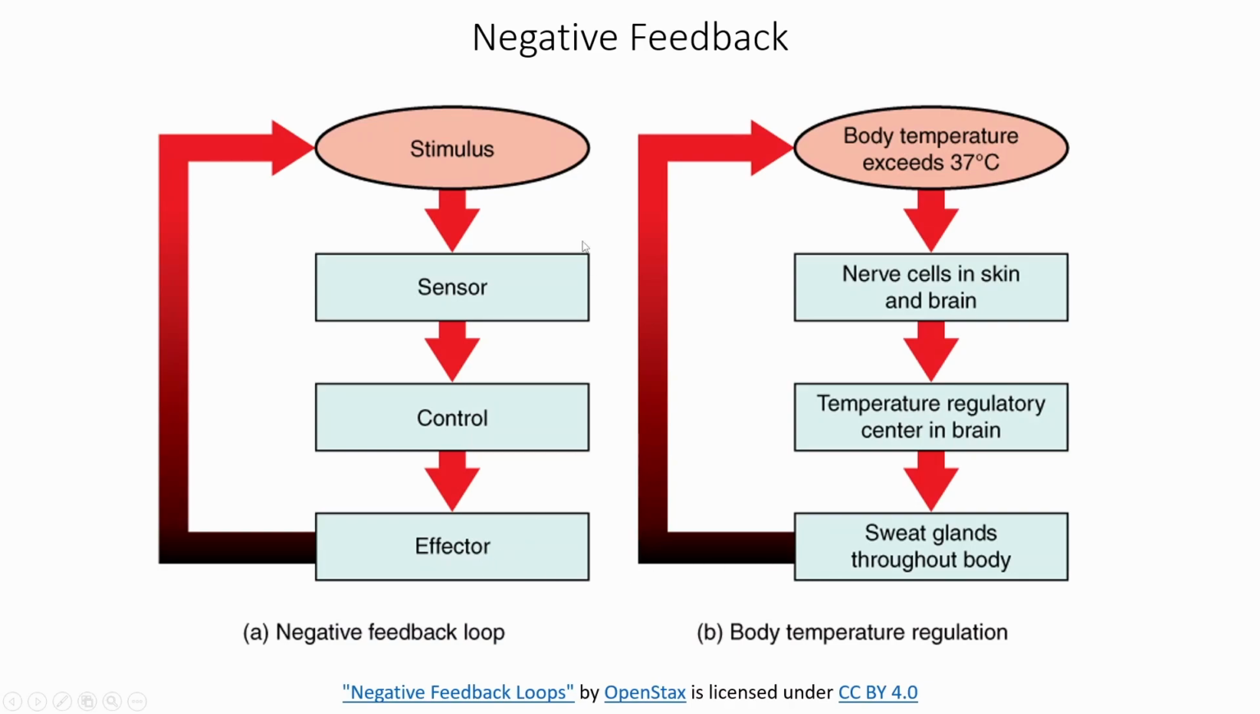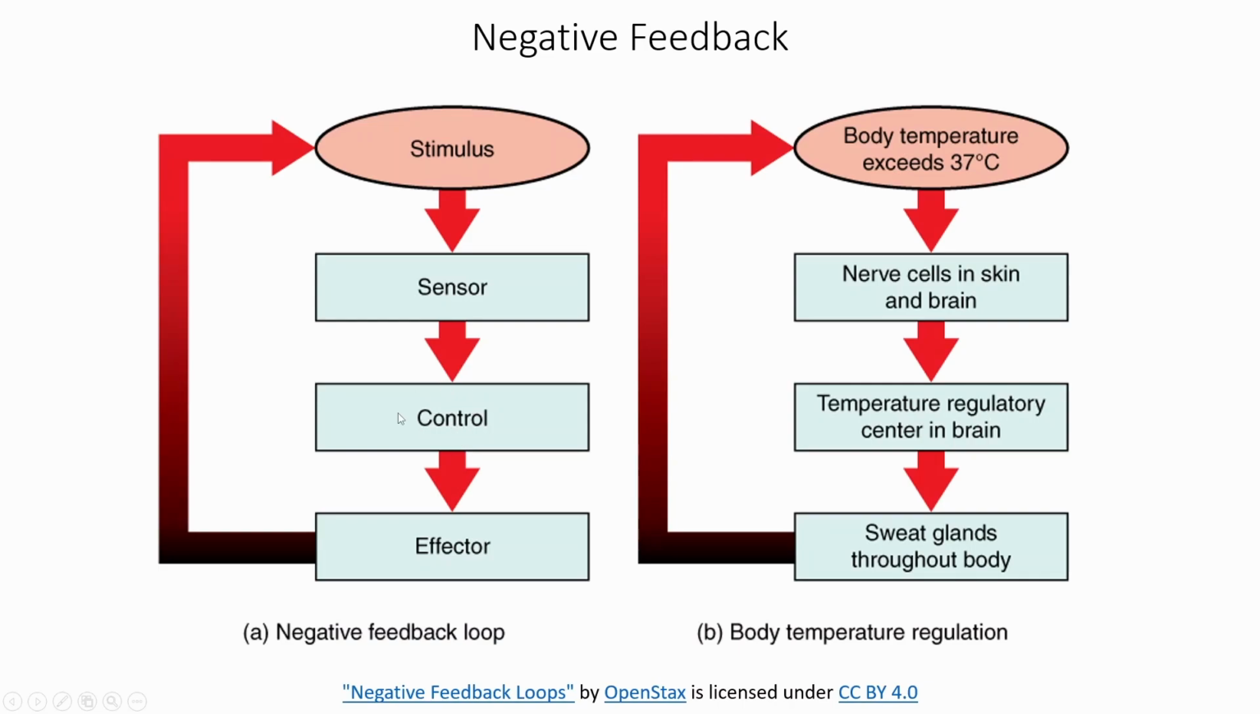So we have some sort of stimulus, right? So we have gotten too hot. Basically, we've left the range. A sensor is going to detect that we have left the normal range, that we have gotten too hot or too cold or whatever. And then that sensor is going to send that information to the control center, namely, in most cases, the central nervous system.